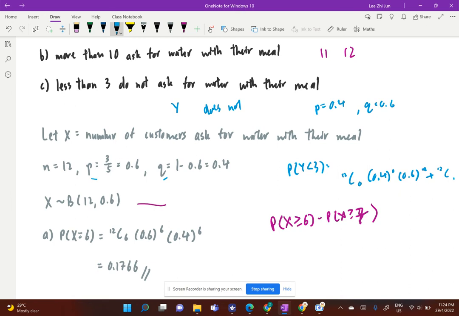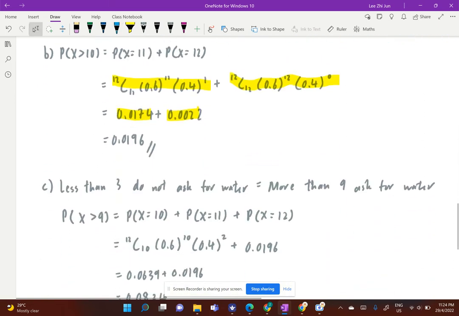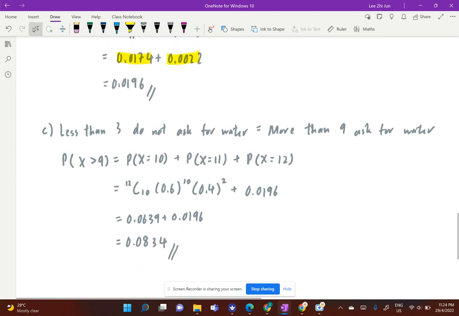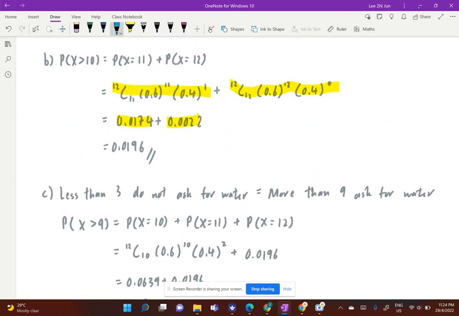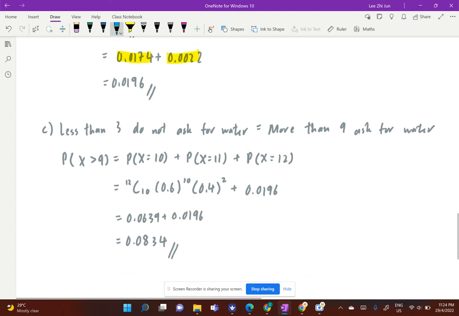Or second method, if your brain can turn, you can know that less than 3 do not ask will be equal to more than 9 of them ask for water. So I can rewrite this as X larger than 9, so I will get X equal to 10, X equal to 11, and X equal to 12. Just now I have calculated X equals 11 plus X equals 12, so I just substitute this 0.0196 inside, and I just calculate this 12C10, so I'll get 0.0834, just like that.